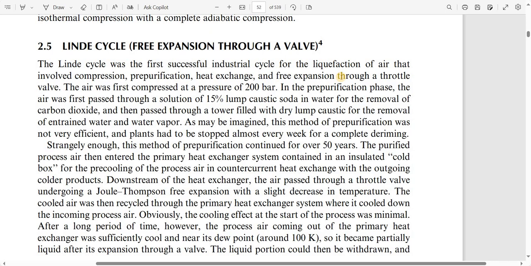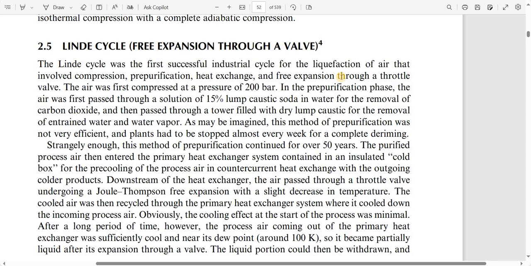Namaste. Linde cycle, free expansion through a valve. The Linde cycle was the first successful industrial cycle for the liquefaction of air that involved compression, purification, heat exchange, and free expansion through a throttle valve. The air was first compressed at a pressure of 200 bar.